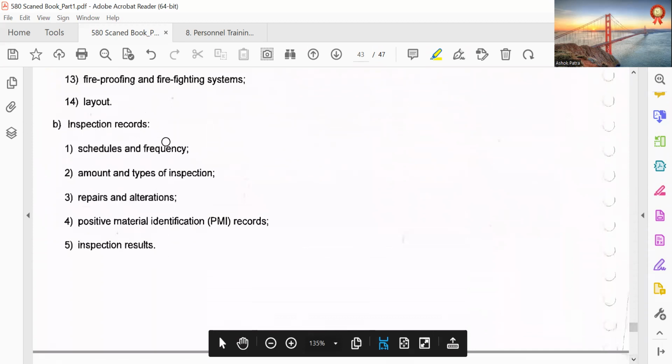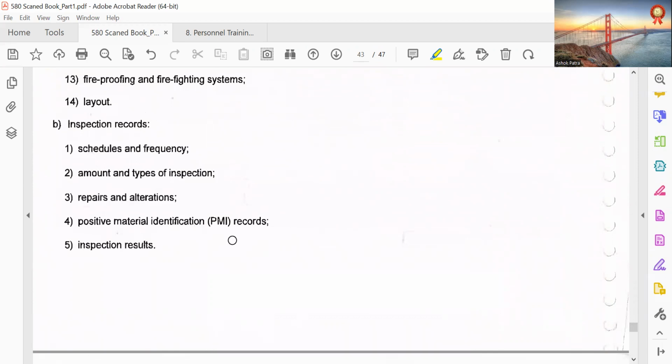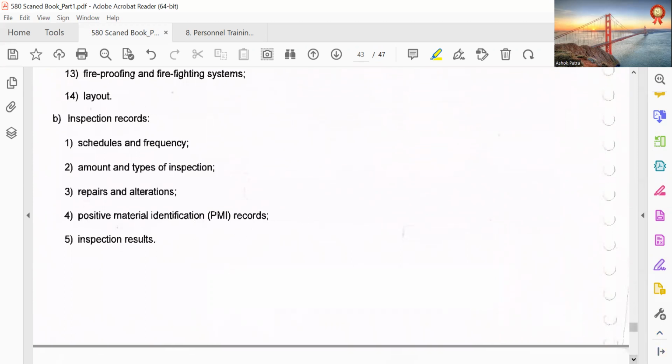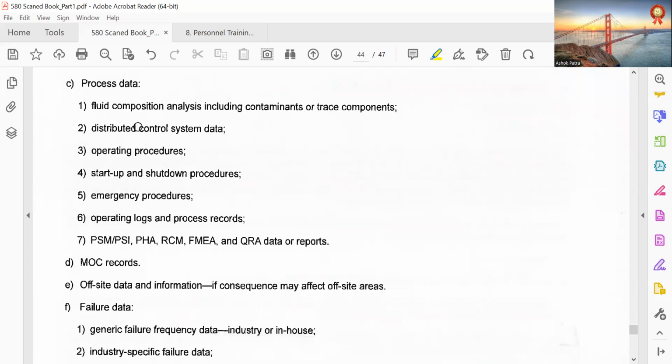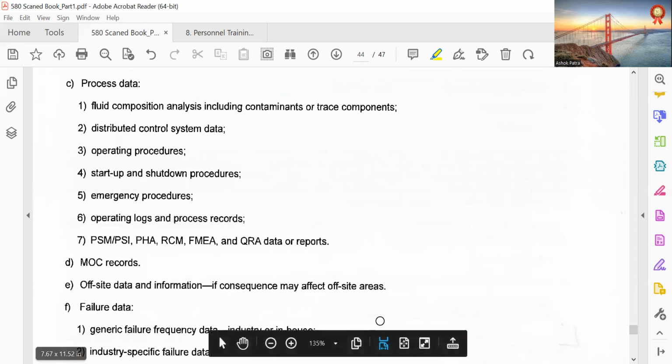Inspection records, schedules and frequency, amount and types of pre-inspection, repairs or alterations, positive material identification, PMI records, inspection results. Process data, fluid composition analysis, including contaminants and trace components, distributed control system data, operating procedures, startup and shutdown procedures, emergency procedures, operation logs, process records, PSM, PSI, PHA, RCM, FMEA and QRA data reports, MOC records, offsite data and information if consequences may affect offsite areas.